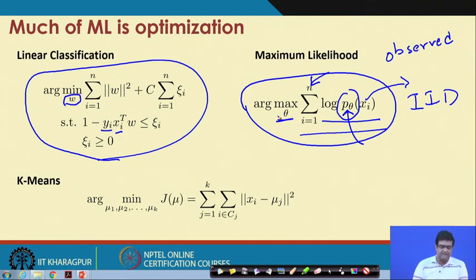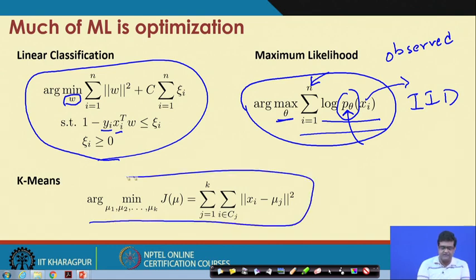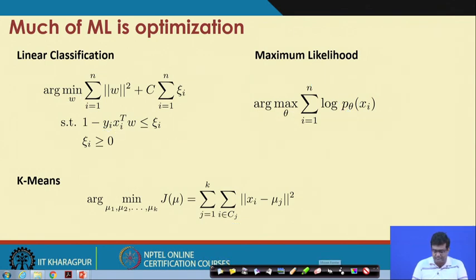And then there are unsupervised learning problems like k-means clustering, where also your objective function can be written as an optimization problem.